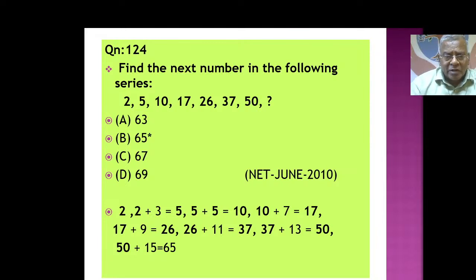So this is how you have to reason. I hope you understood that. Right? See, 2 is there. How does 5 come? 2 plus 3. How does 10 come? 5 plus 5. How does 17 come? 10 plus 7. So this 3, 5, 7, 9, 11, 13, all are odd numbers.